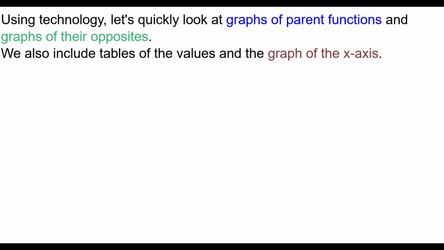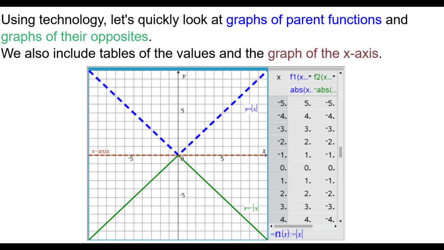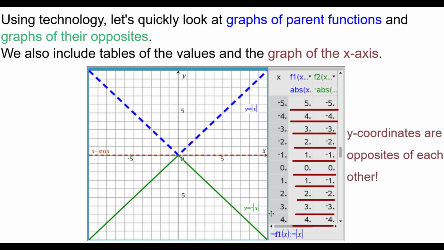Using technology, we're going to quickly look at some graphs of parent functions and graphs of their opposites. We're also going to include tables and the graph of the x-axis to look for patterns. So here we have the graph of y equals the absolute value of x in dashed blue, its opposite in green, and we also have the table in blue for the absolute value and the table in green, and they have the same x coordinates. You'll notice that these two graphs are reflections about the x-axis, mirror images about the x-axis, and that they have the same x coordinates but opposite y coordinates in every case here.